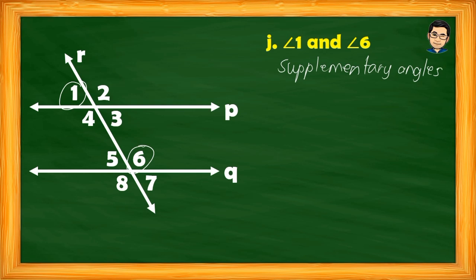Ibig sabihin yung angle 1 is an acute angle, and then yung 6 naman is an obtuse angle. Okay. So kasi yung angle 1 tsaka angle 5 are corresponding angles kasi. So, ibig sabihin, kung ano ang sukat ng angle 5, yun din po ang sukat ng angle 1. So, masasabi po natin na supplementary angles sila. So, hindi po natin sila pwedeng i-classify as linear pair. It's because hindi naman sila adjacent.